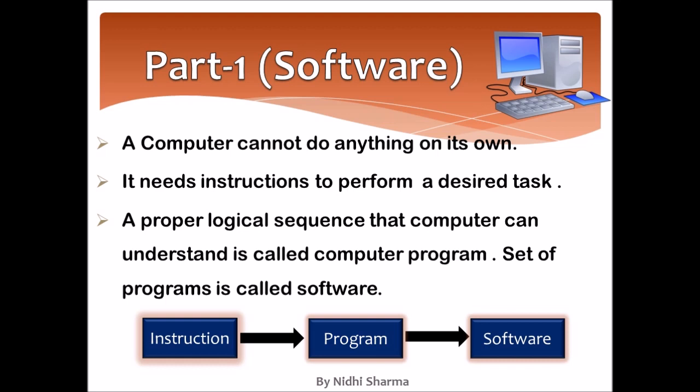On this slide you can see instruction, then program, and then with program, software is formed. Instruction is basically the single step that we give to the computer. When we combine instructions, it forms a program, and when we combine a set of programs in a particular form, then it becomes software.